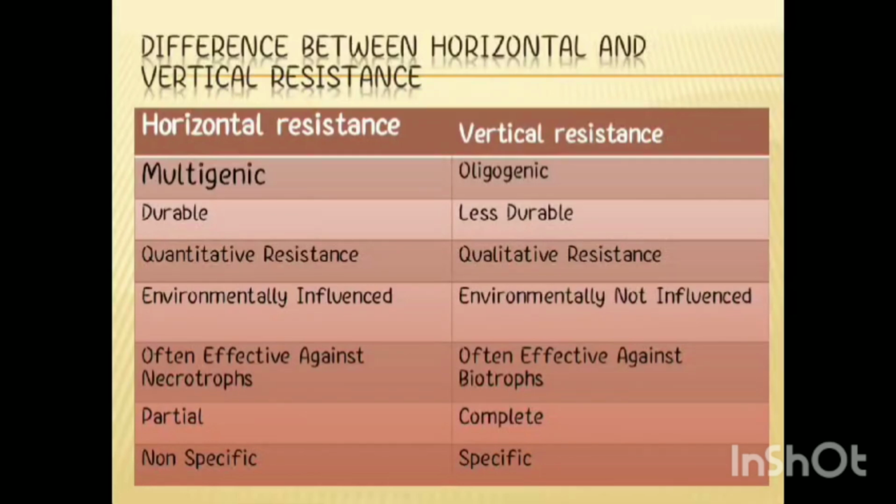Horizontal resistance is often effective against necrotrophs. Vertical resistance is often effective against biotrophs. Horizontal resistance is partial. Vertical resistance is complete. Horizontal resistance is non-specific. Vertical resistance is specific.